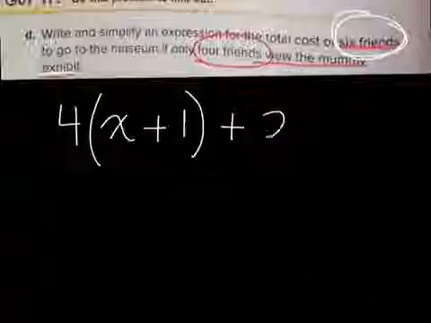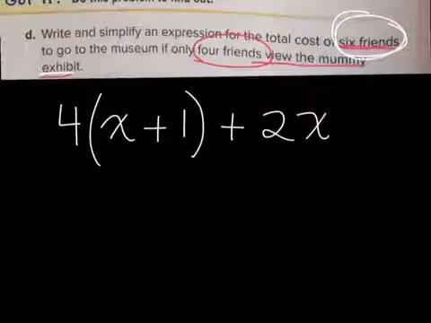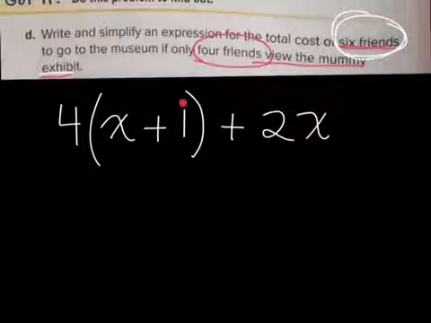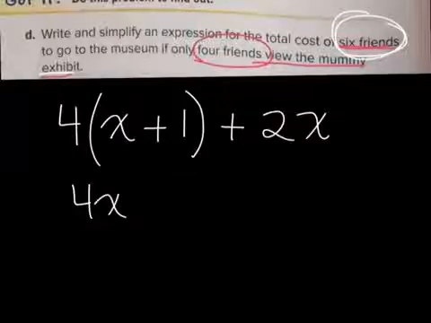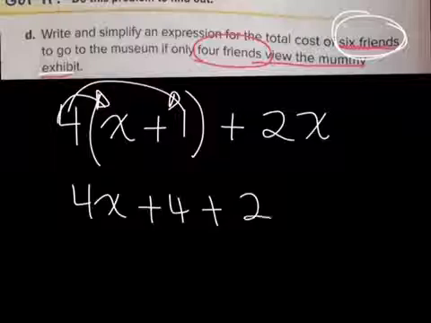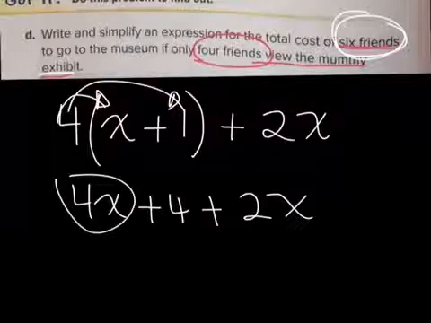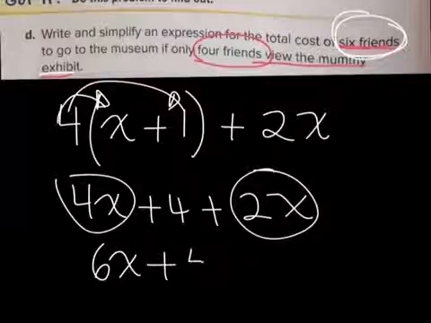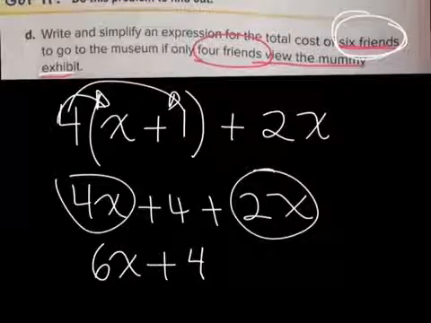So plus 2x. In total, we have 6x. See, I have 4x and 6x. All 6 friends pay admission, but only 4 of them are going to see the mummy exhibit. So I can solve this, and I have 4x plus 4 plus 2x. I found my like terms. 4x, 2x. I have 6x plus 4.